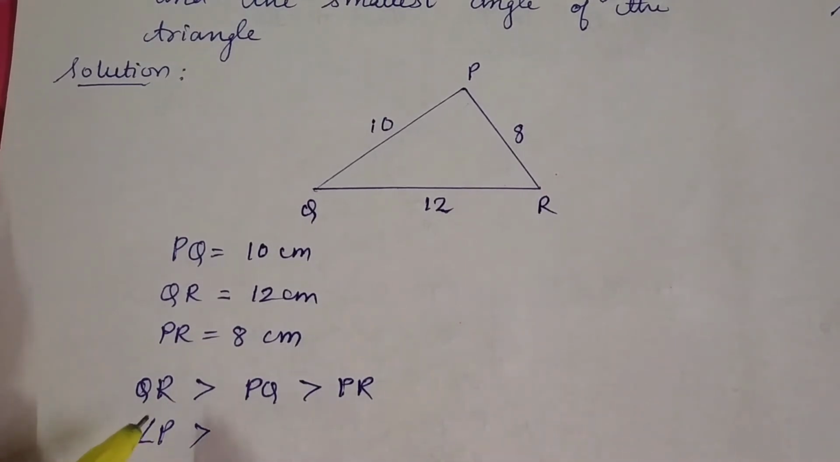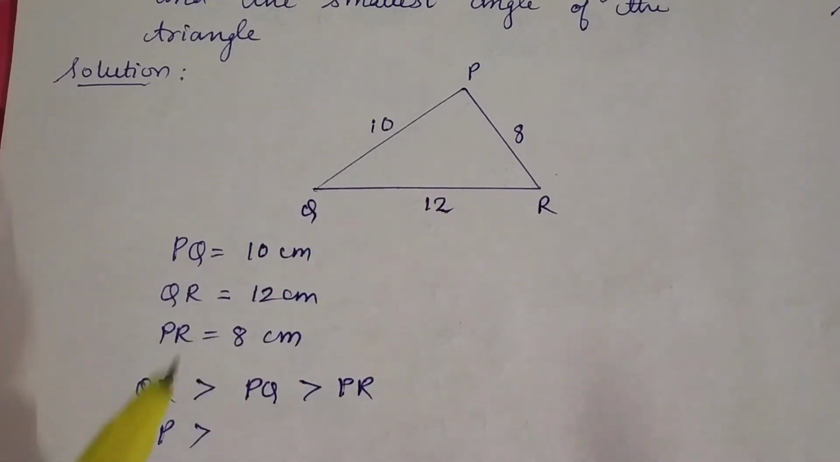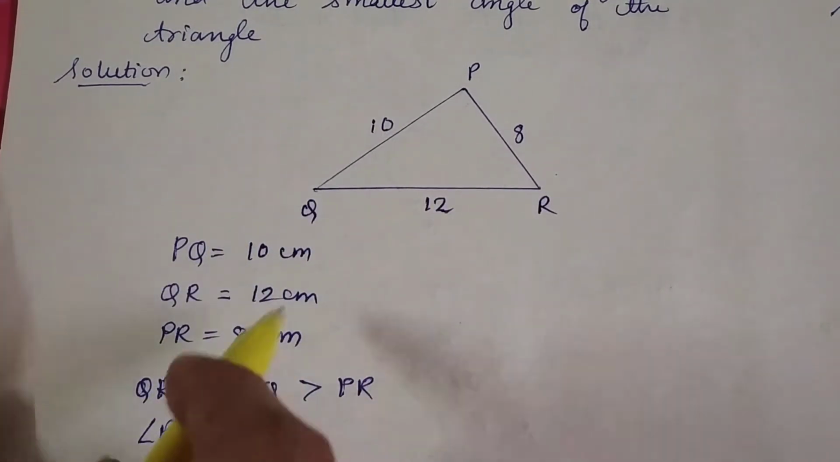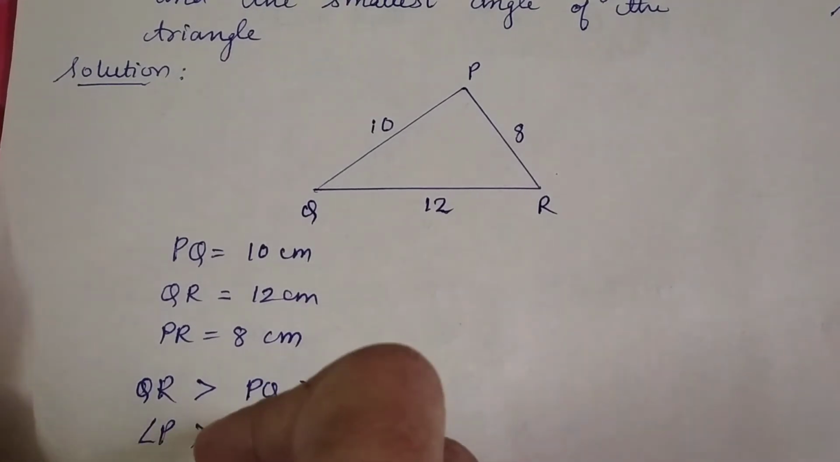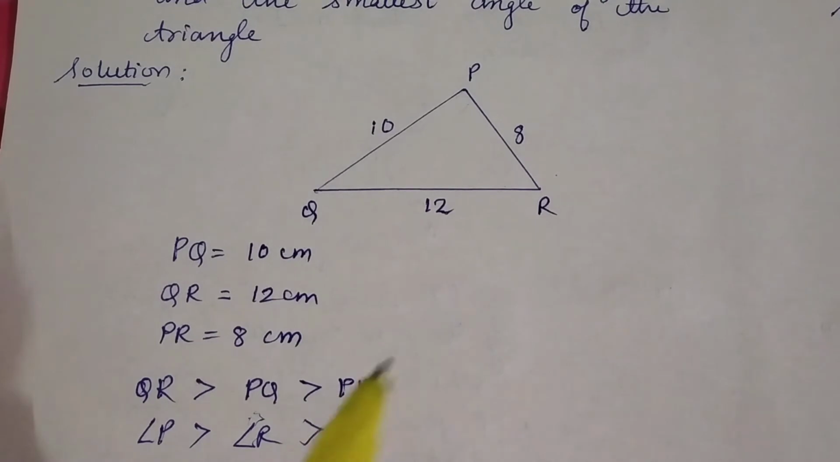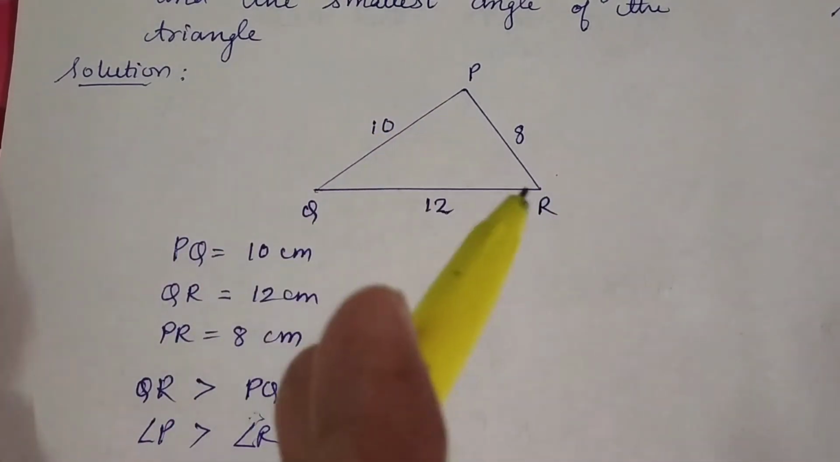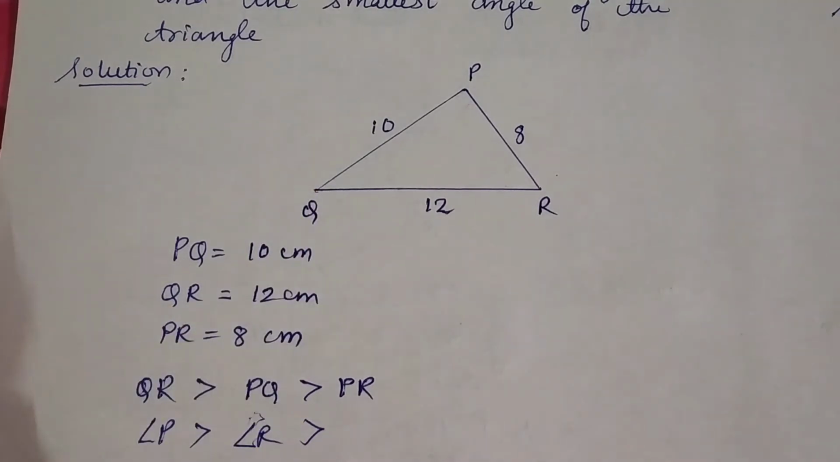QR, the opposite angle is P. Now PQ, the opposite angle of PQ is R, so it will be greater than angle R. Let me write that down. And PR, the opposite angle of PR is angle Q. So I'll write that down here.